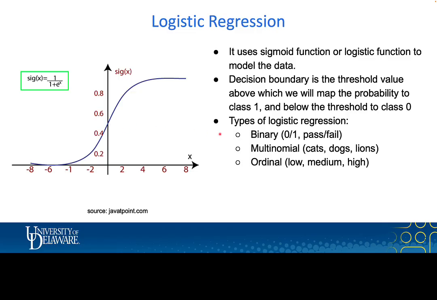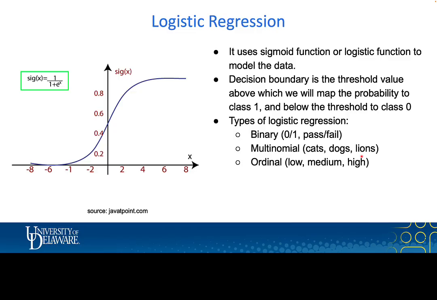Types of logistic regression include binary, either 0 or 1, such as pass-fail or true-false, and multinomial logistic regression. In this case, the target variable has 3 or more categories which are not in a particular order, so these are nominal categories.